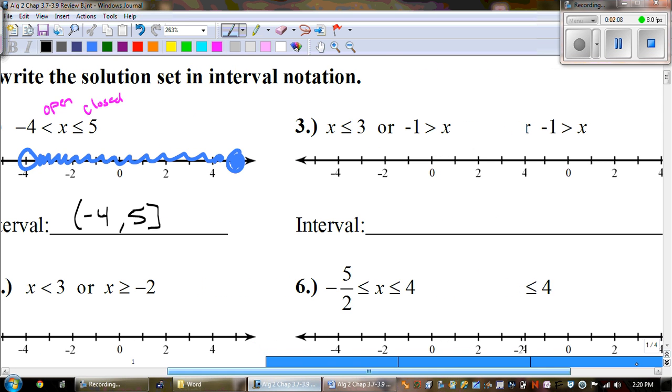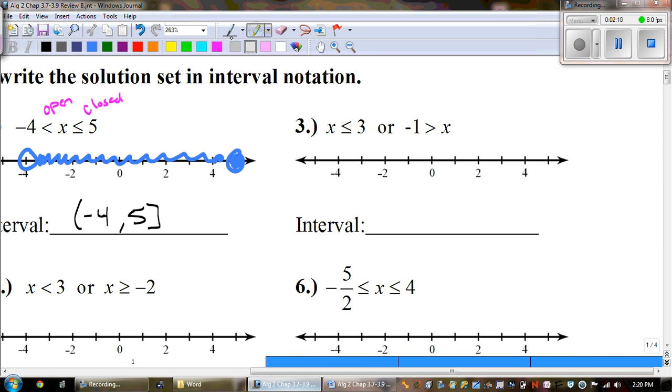Okay, number 3. Now, the first thing I notice about number 3 is that it's written incorrectly. So let's rewrite that. So the variable's first, and then we have -1. So our inequality's pointing at the x. I'm going to make sure it's pointing at the x, and I'm just going to go ahead and graph that one. x is less than -1, so I go to -1. I'm open and I shade to the left.